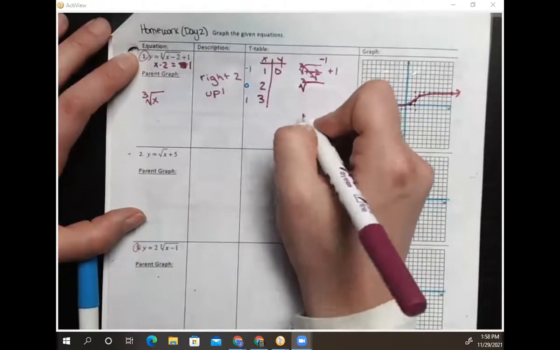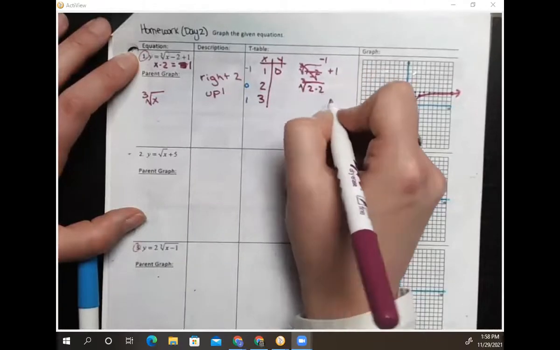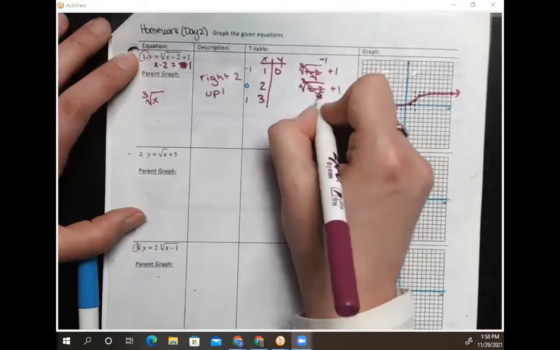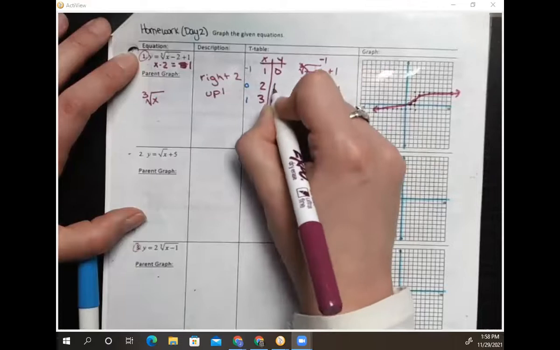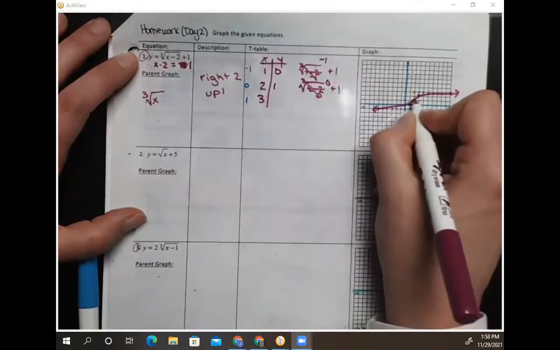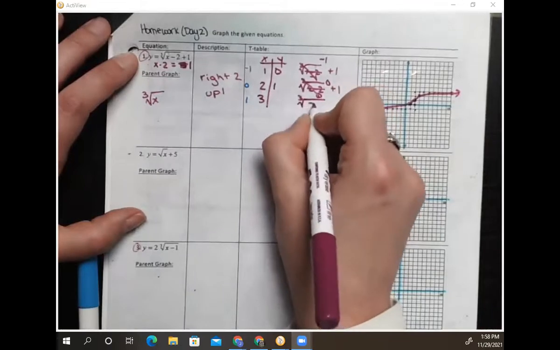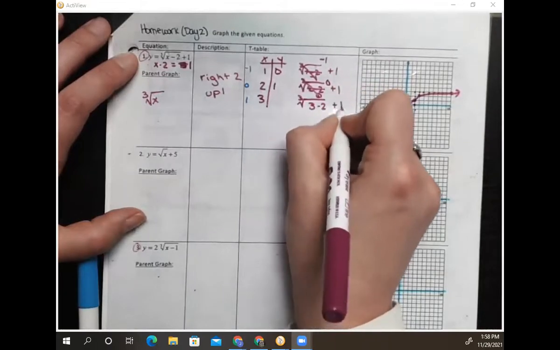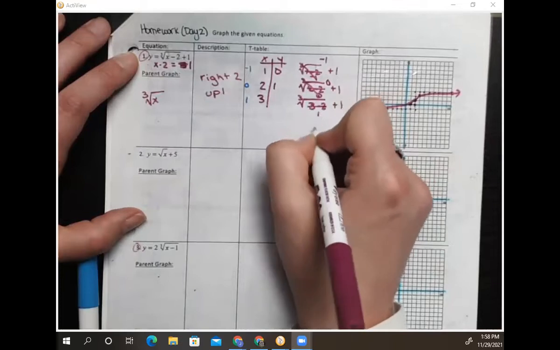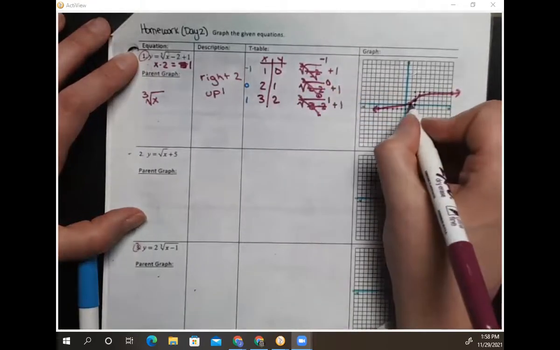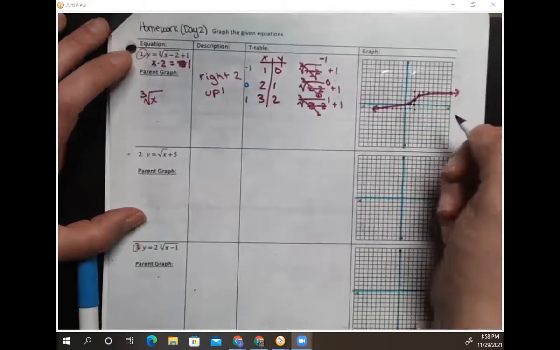And then if I take the cube root of 2 minus 2, plus 1, 2 minus 2 is 0. The cube root of 0 is 0. 0 plus 1 is 1. So 2 comma 1, and it's there. And then the cube root of 3 minus 2, plus 1. 3 minus 2 is 1. The cube root of 1 is 1. 1 plus 1 is 2. So 3, 2.